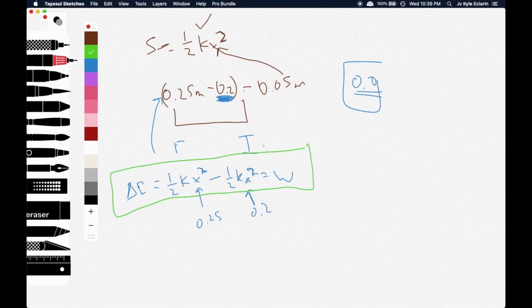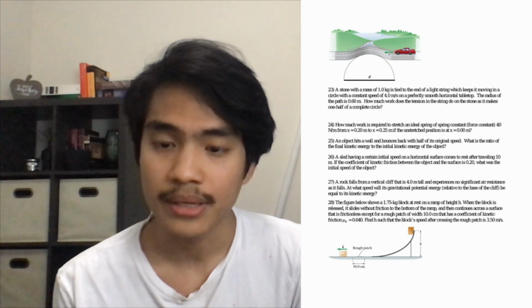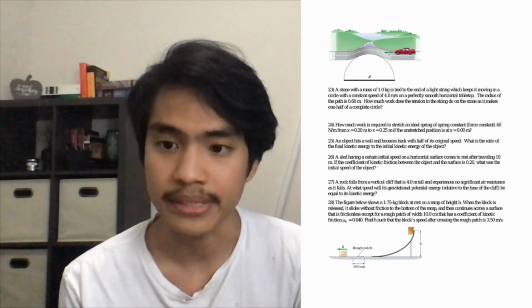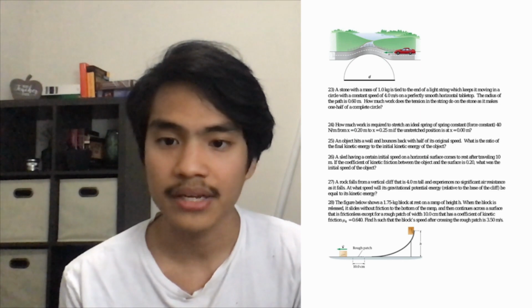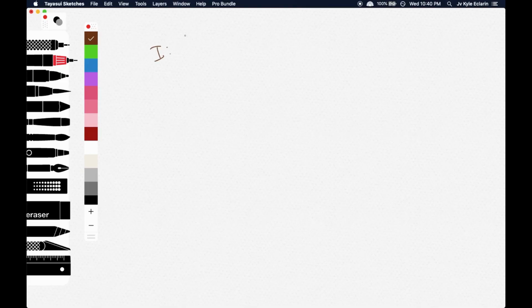But if you use this equation, this will give you the right answer. Let's go ahead and look at number 25. An object hits the wall and bounces back with half of its original speed. What is the ratio of the final kinetic energy to the initial kinetic energy of the object? Initially, the energy is kinetic, 1/2 mv squared. So let's denote this as 1. The velocity initial, vi squared. The final is equal to 1/2 mv squared.